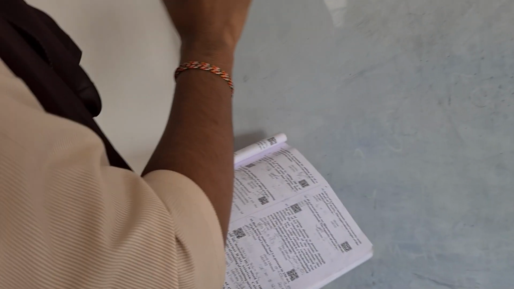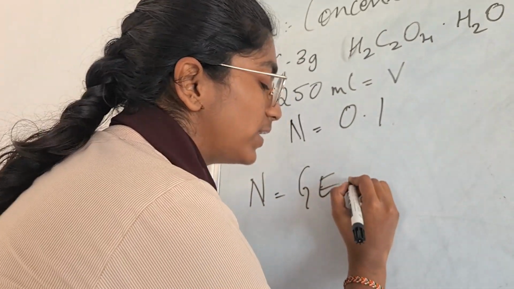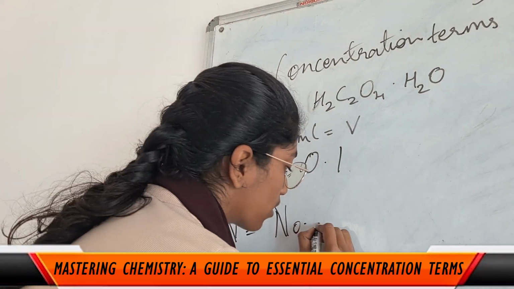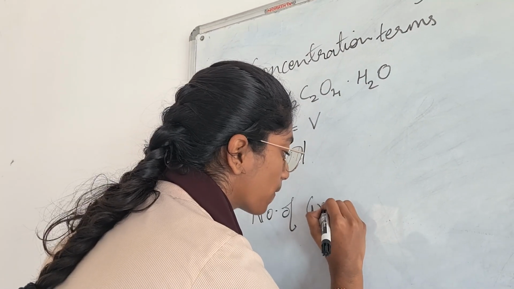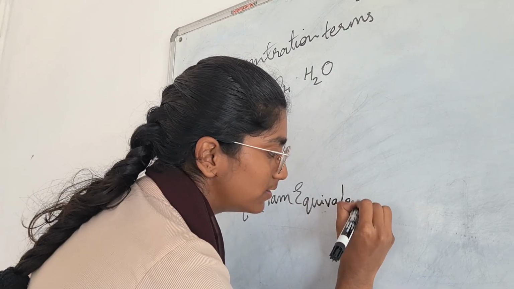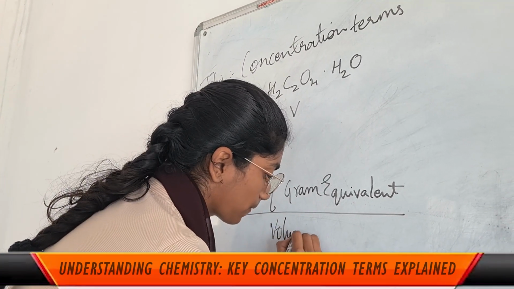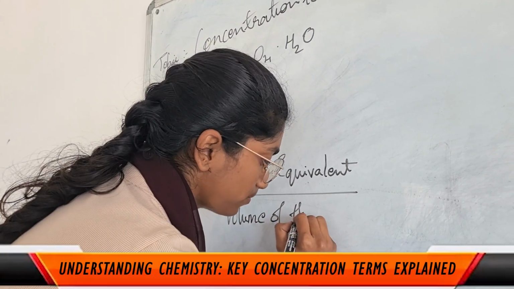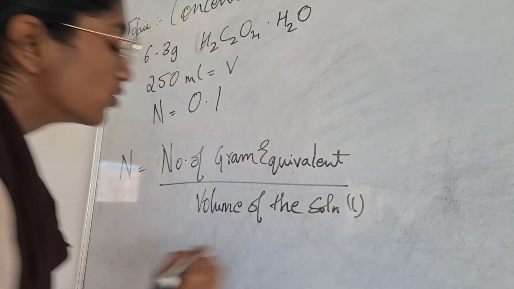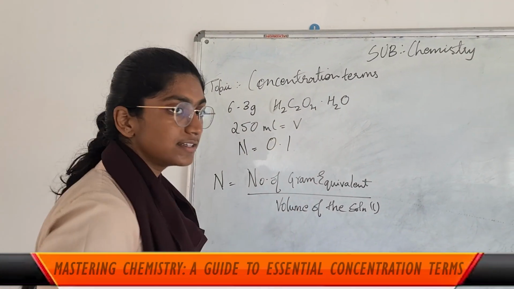So we all know that normality is nothing but the number of gram equivalents divided by the volume of the solution in liters. So we have to find the number of gram equivalents in this oxalic acid dihydrate.